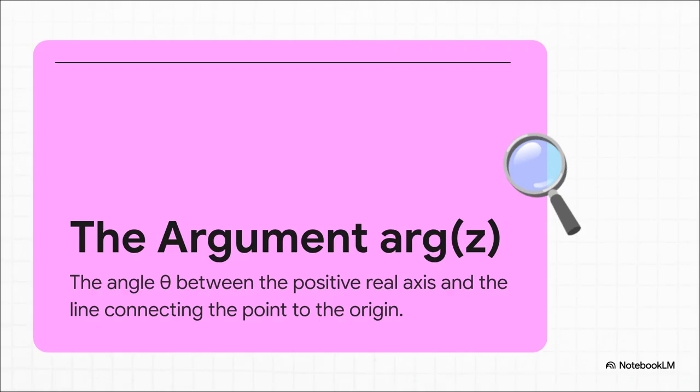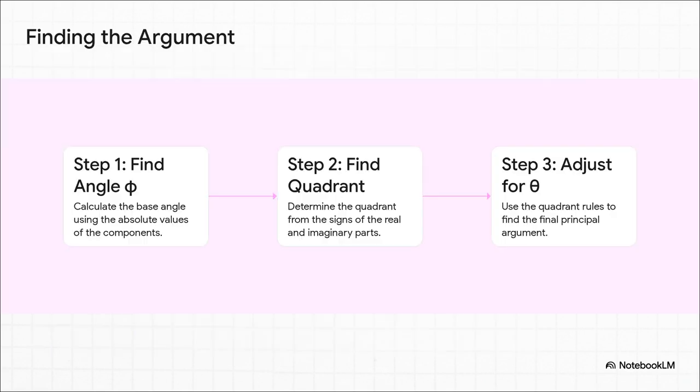Okay, the second way we measure is the argument. If the modulus was the distance, the argument is the angle. It's the number's direction. We measure it starting from the positive real axis and then sweeping counterclockwise until we hit the line that connects our point to the origin. And there's a really solid 3-step process for finding this angle every time. Step 1, you calculate a sort of reference angle. Step 2, you figure out which of the 4 quadrants your point is in. And step 3, you use a simple rule based on that quadrant to find the final correct angle.